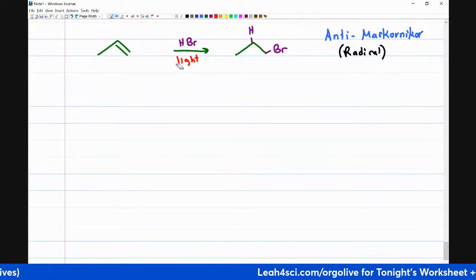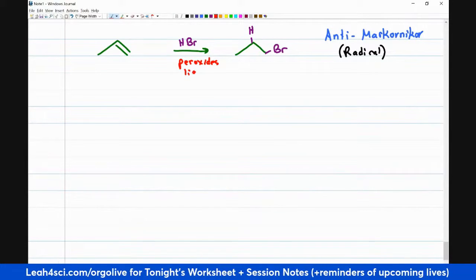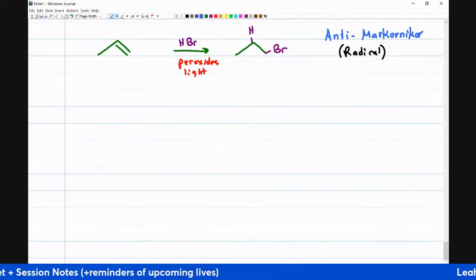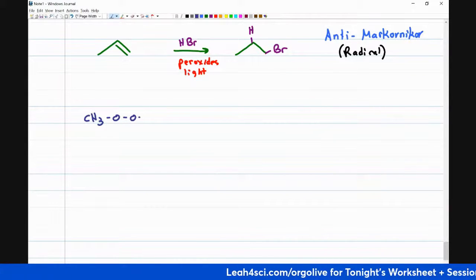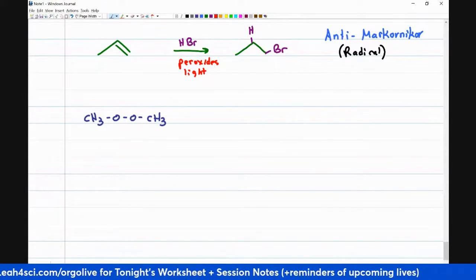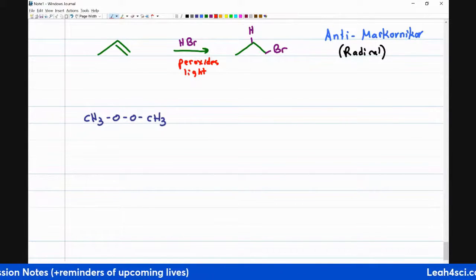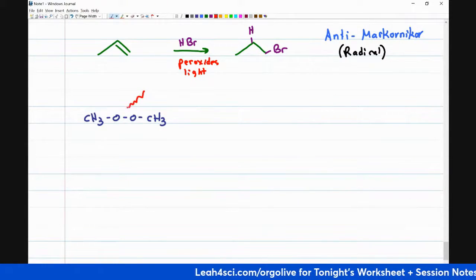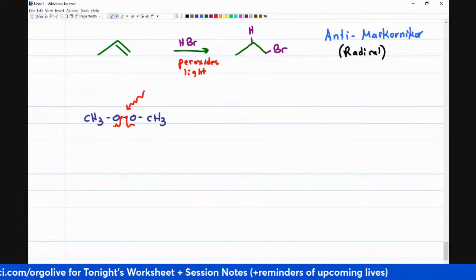I put light, but we can also show peroxides. Typically, you'll see this with peroxides, but it's called the light reaction, and that's why I put light there as well. Just like with the first reaction, we have to start with an initiation step. So let's show our peroxide as CH3OOCH3. And the absolute first thing I want you to recognize is the fact that I have an oxygen bound to an oxygen. This is a very, very, very unstable molecule. And the moment it gets hit with a little bit of high energy, it is going to break apart in a radical reaction.